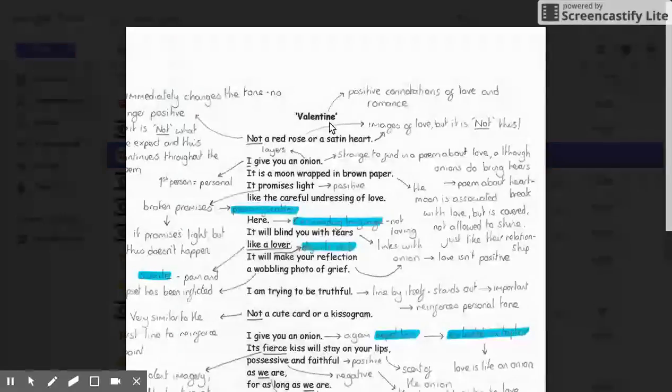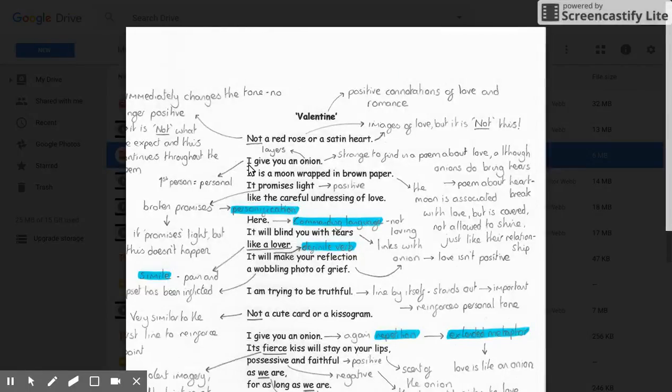The first thing is Valentine. The word has positive connotations of love and romance. So if we just had the title of this poem, we might think it would be about love and romance. And it is, but not in the positive form. The first word, not, immediately changes the tone. It's a negative word, I suppose. And it's not a red rose or a satin heart. So the imagery of what love is, this isn't it. This isn't it for this individual, for this speaker. This is not what love or what Valentine means to them. Again, the line is separated to reinforce it, so it stands out.